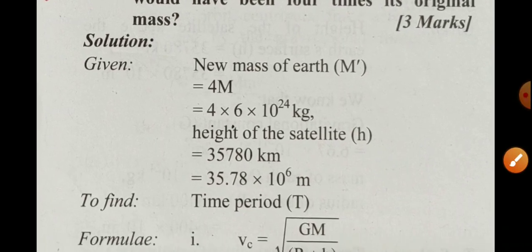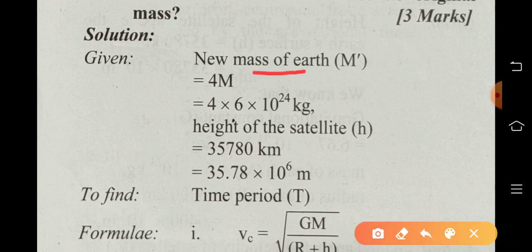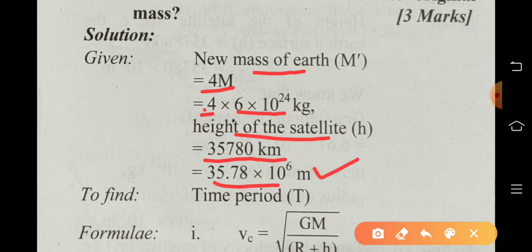Now check that. Given the new mass of the Earth, indicated as m dash, is 4 times the mass of Earth. So 4 times the mass of Earth is 6 into 10 raised to 24 kilograms. Now the height of the satellite, indicated as h, is 35,780 kilometer. Kilometer is not the SI unit. What is the SI unit of distance or height? That is the meter. So convert into meter. We get 35.78 into 10 raised to 6 meter. The meter is the SI unit of height or distance.